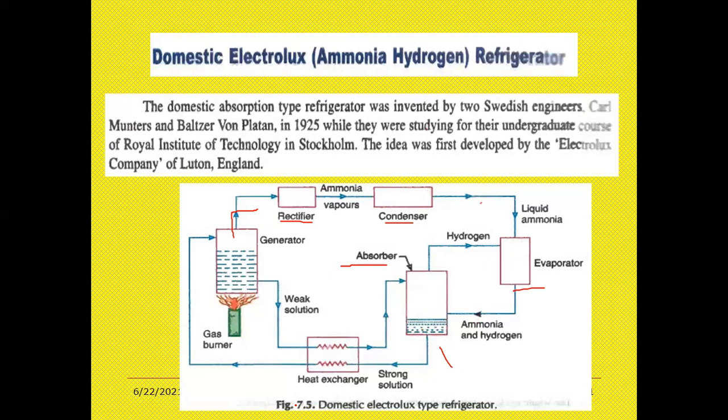Now, the domestic absorption system was first invented by Swedish engineers Carl Munters and Baltzar von Platen in 1925, while they were studying for their undergraduate courses at the Royal Institute of Technology. The idea was first developed by the Electrolux company.